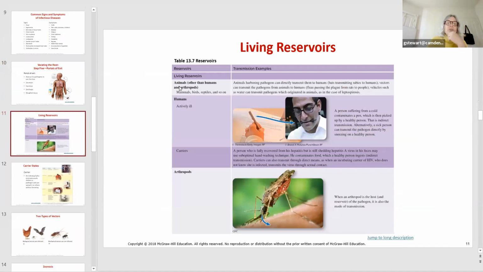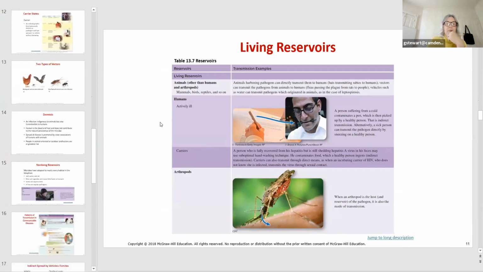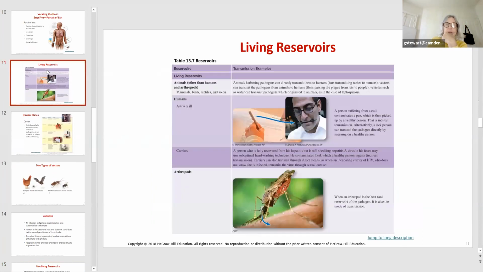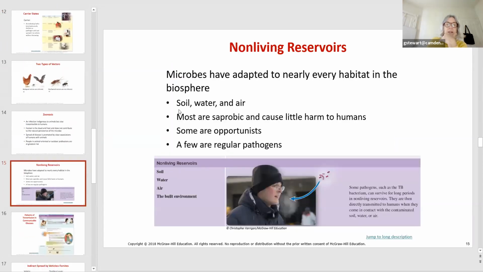Now, pretty much animals, including humans and arthropods, can be reservoirs. We divide up reservoirs into living and non-living reservoirs. It's pretty straightforward: a living reservoir is an animal or a human, and we pull out humans that are actively ill, carriers, arthropods, and then for non-living reservoirs, soil, water, air, and the built environment. So we mean places where we live or we work.